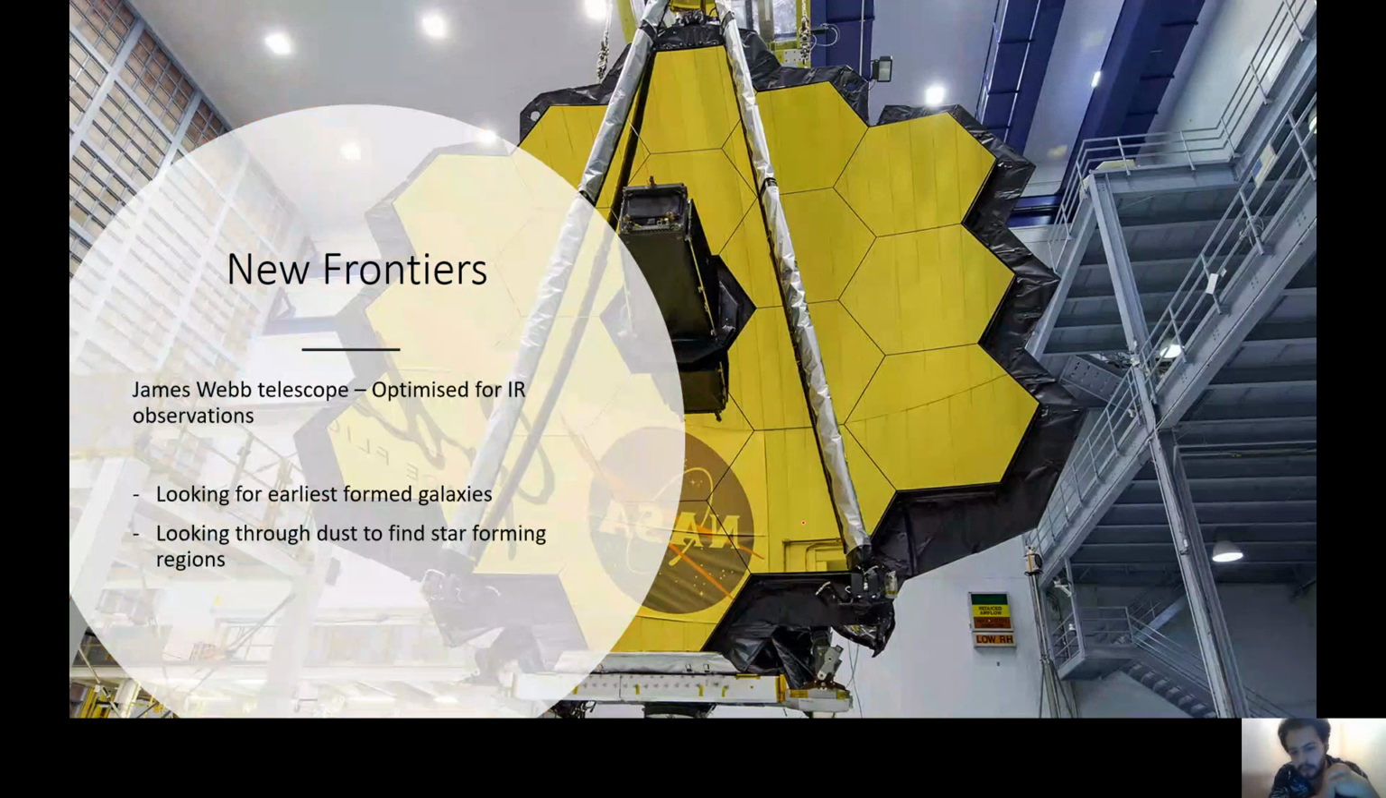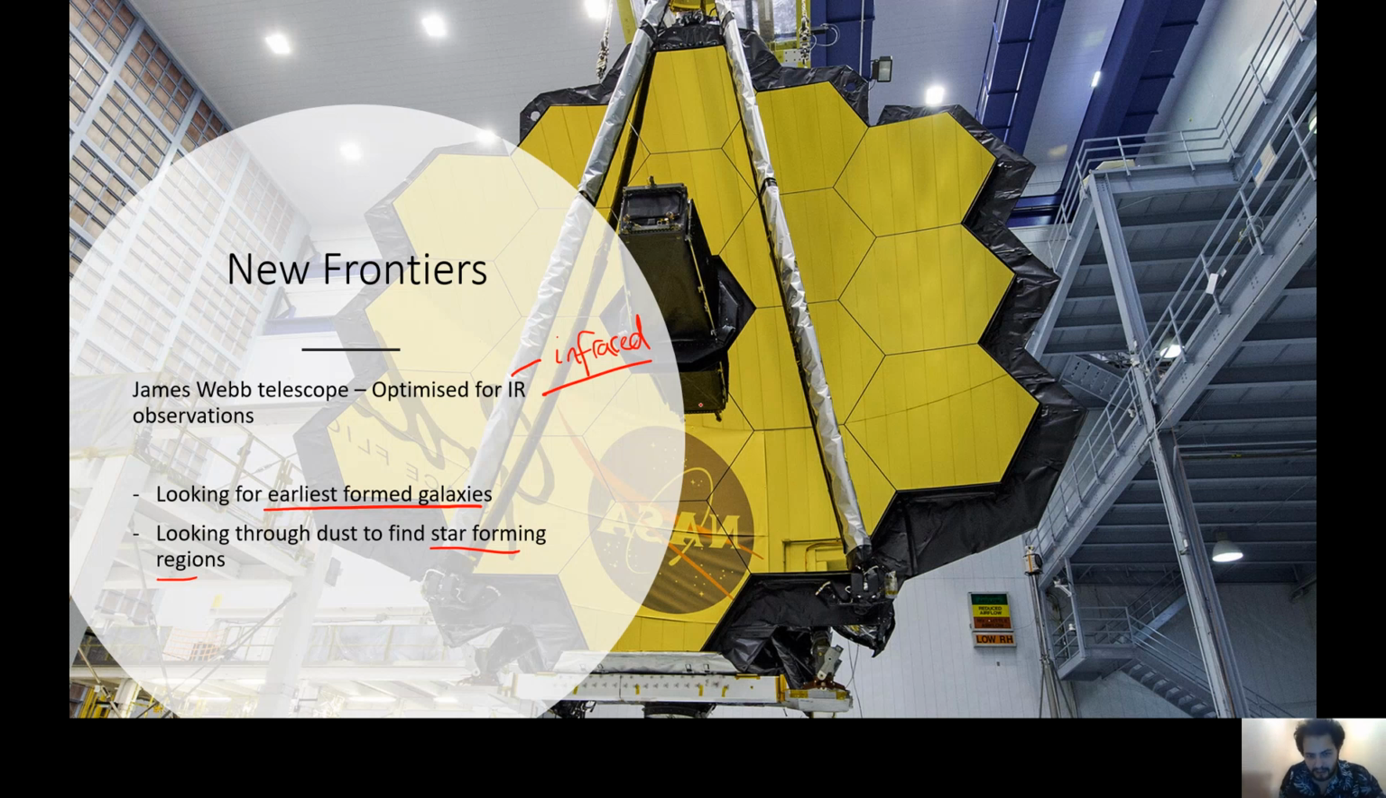There's also the James Webb Telescope, which is going to be launched soon. So this is a type of telescope, and I wrote IR, this is infrared. So it looks in the infrared range of the spectrum to make observations, and it's going to be looking for the earliest formed galaxies, and it's going to be looking through dust to find star-forming regions. So it's going to be looking for baby stars, and it's going to do research into star formation, the life cycle of stars, just like we've been studying today.